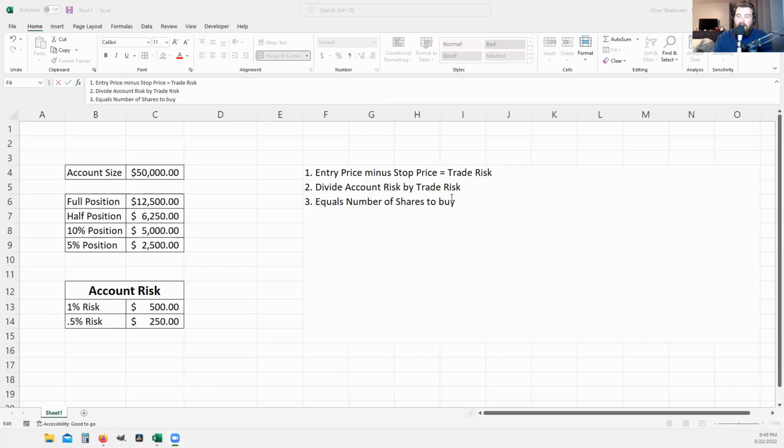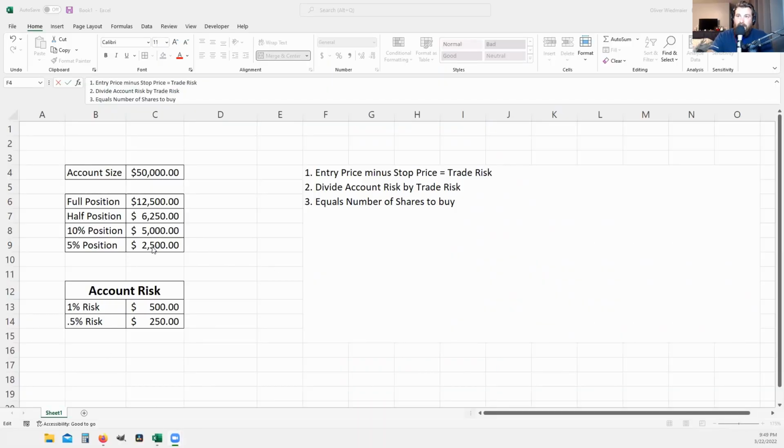Today, I'm going to show you a very simple way that I calculate risk, define a position size, and establish how many shares I'm going to purchase. So the first thing I'm going to do is tailor all of this information to my account size. I just use Excel to do this.